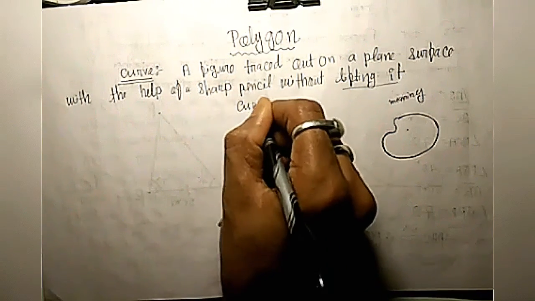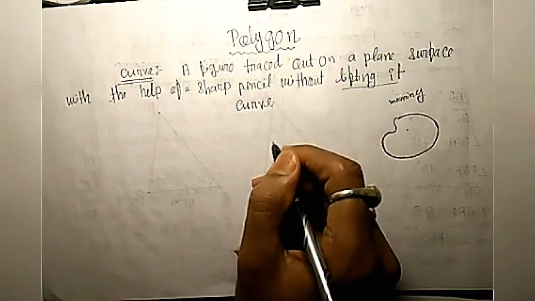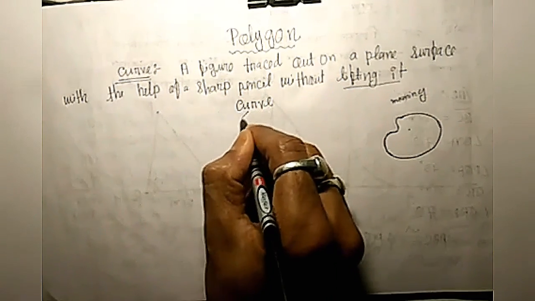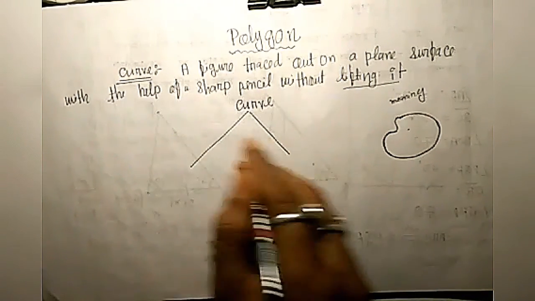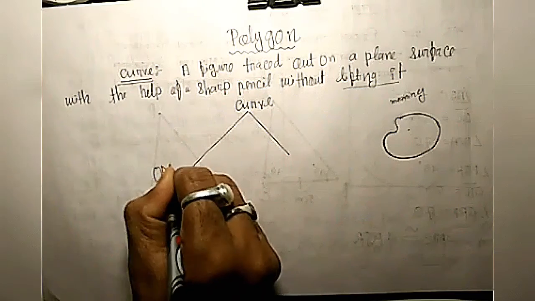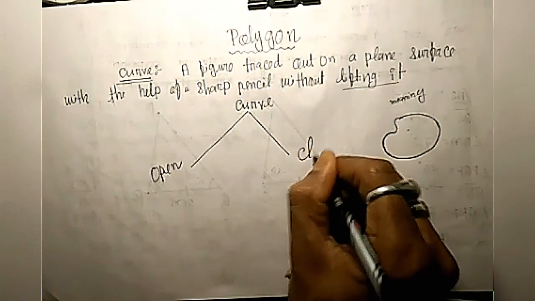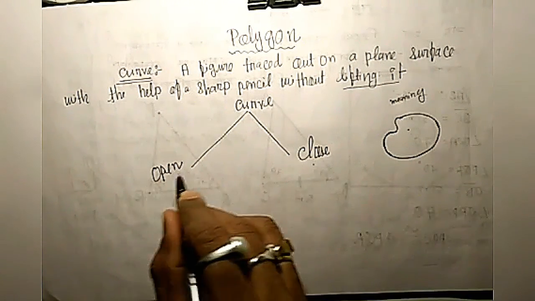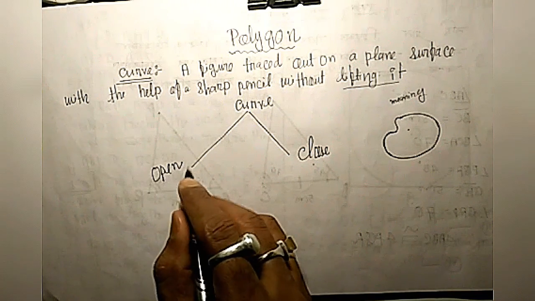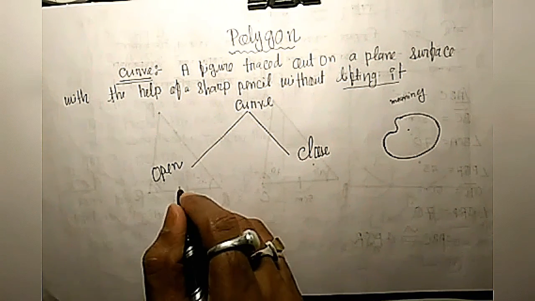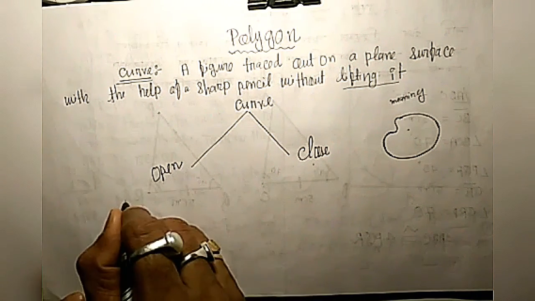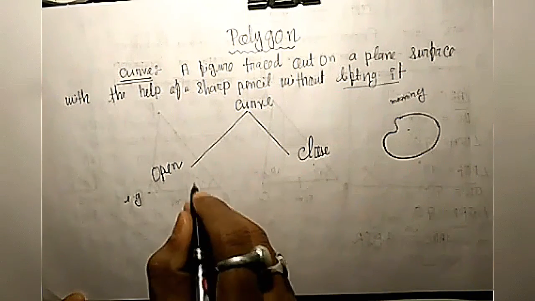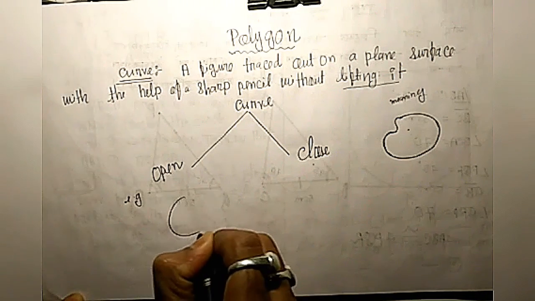So basically a curve can be classified into mainly two categories. The first one is open and the second one is closed. So what do we mean by an open curve? An open curve means a curve in which the endpoints do not meet.